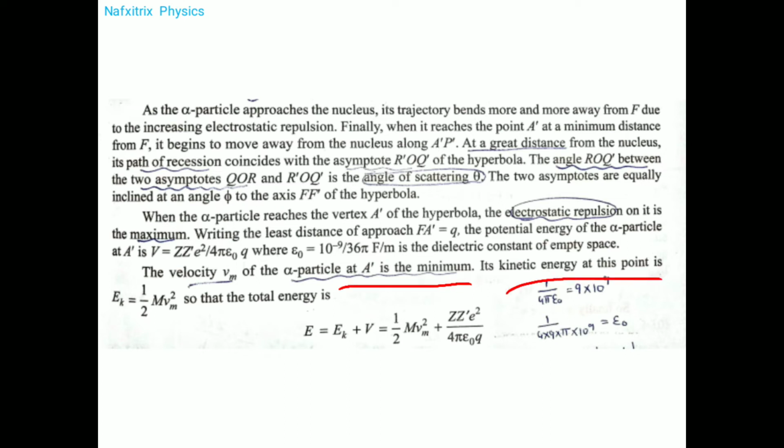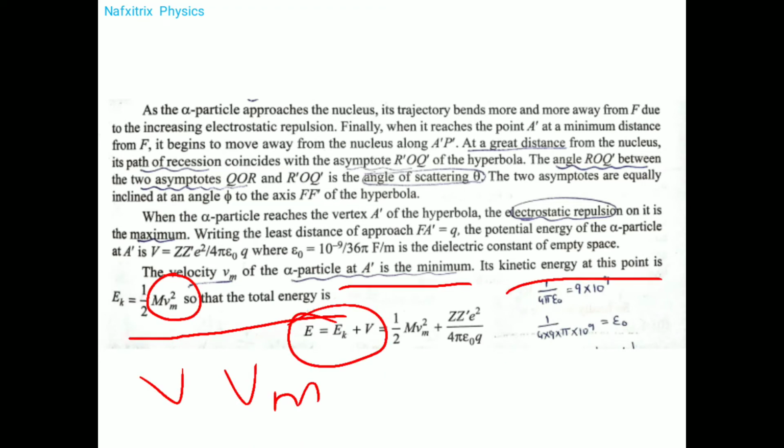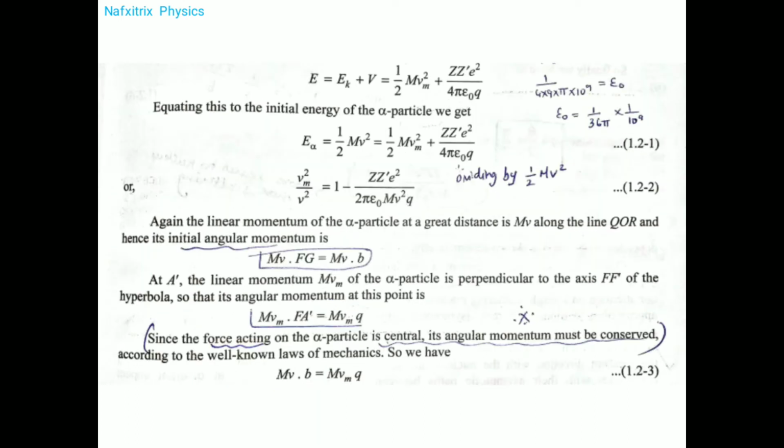Its kinetic energy at this point is half mv square. So the total energy of the alpha particle, its kinetic energy is obviously half mv square, but initially its velocity was v, and now its velocity is vm. It has been reduced because of the repulsive force. So total energy E is kinetic energy plus potential energy, that is nothing but this. Simple. So we equate this to the initial energy of the alpha particle. We know that energy is conserved. In case of central forces, energy is conserved.